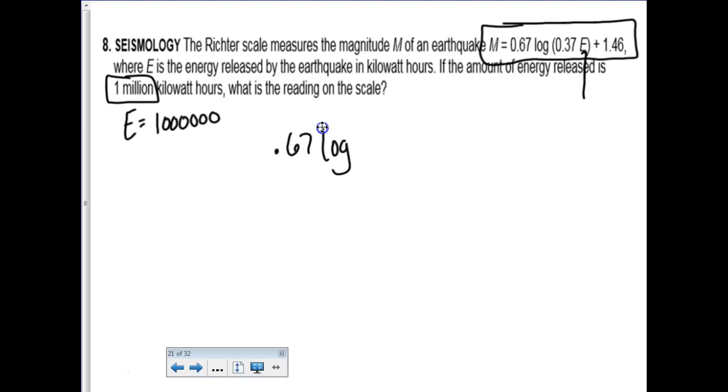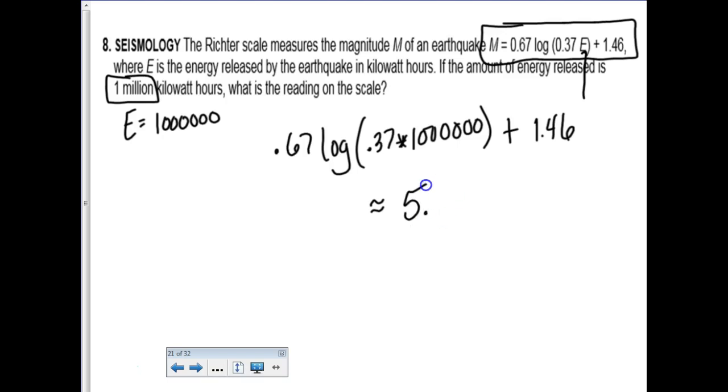That's the common log, so use the right button. Common log of 0.37 times 1,000,000. Close that parenthesis to stop the logarithm function, and then add 1.46. I think it's 5.2. I didn't write it down last hour, but that's my memory. So, on the Richter scale, this earthquake scored a 5.2.